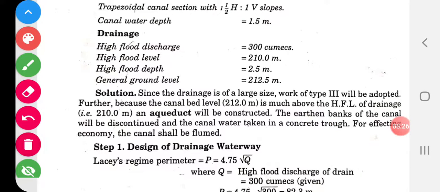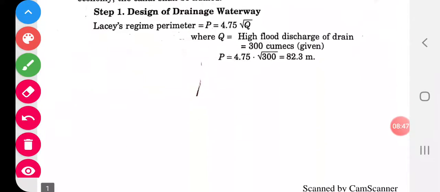So for effective economy, the canal shall be flumed. Fluming I have already told you: fluming means reduction of the width of the canal. So after understanding this, I will first go to the figure. Once you go to the figure, you will very easily understand the things. Then I will start solving fast. Let us see what the figure is.